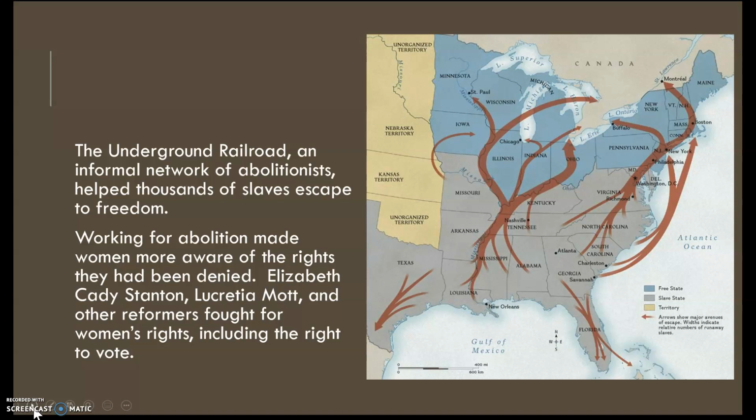Now, working for abolition made women more aware of the rights they had been denied, because some of the people that were fighting to free these slaves weren't entirely free themselves, women being a big part of this, because women didn't, for example, have the right to vote until 1919 in America, so long after the Civil War. So being part of the abolitionist movement helped women realize that they also deserve these rights. Elizabeth Cady Stanton, who we may talk about in the next unit, a big suffragette, or a woman that fought for the right to vote for women. Lucretia Mott and other reformers fought for women's rights, including the right to vote.